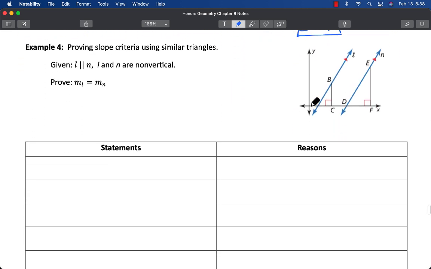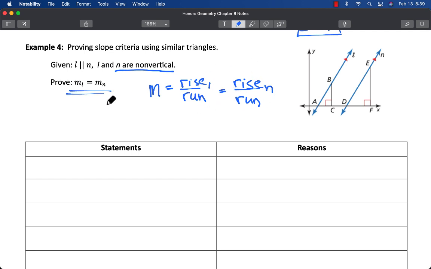For our final problem of the day, we've got a proof. We are told that lines L and N are parallel to each other, and they are non-vertical. We want to prove that the slope of line L is equal to the slope of line N. Remember that slope is your rise over your run. It's just a ratio. So if I can show that the ratio of the rise over the run of line L is equal to the rise over the run of line N, then I will show that these two slopes are equal.